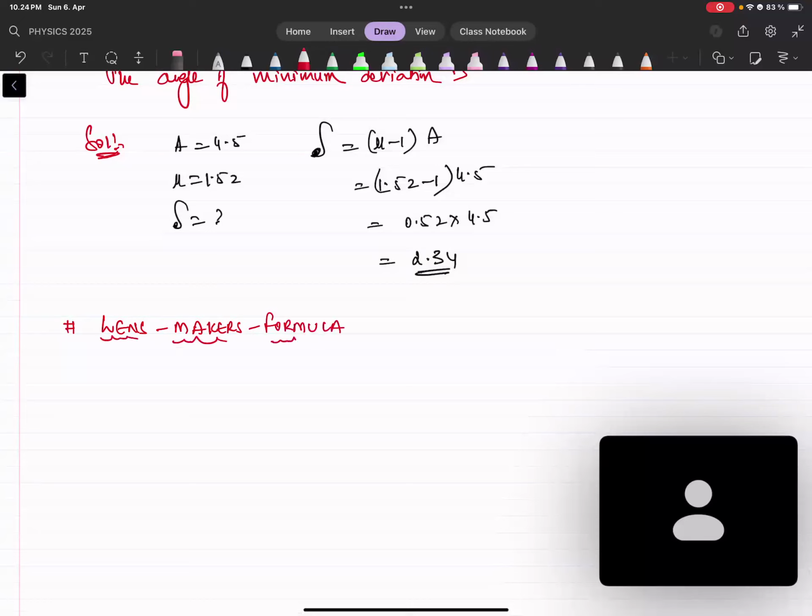Can anyone tell me what is a lens maker's formula? For a convex lens, the central part is thick and the outer part is thin. This is the radius of curvature R2. This is the radius of curvature R1. This is the refractive index of the lens. This is the refractive index of the medium.